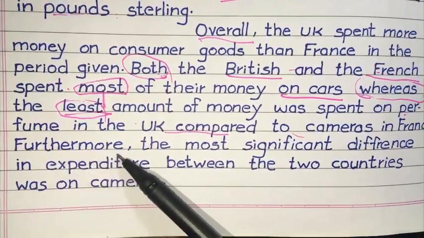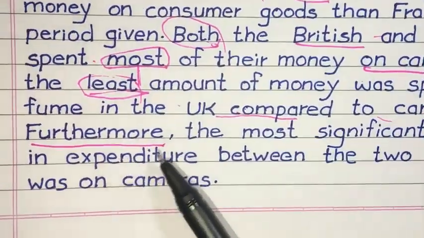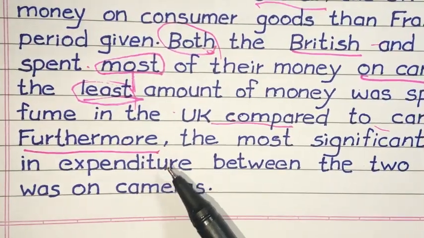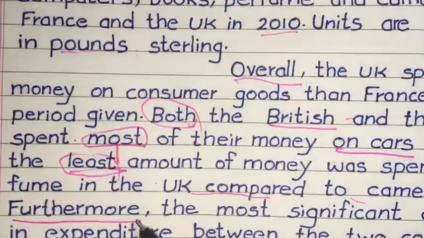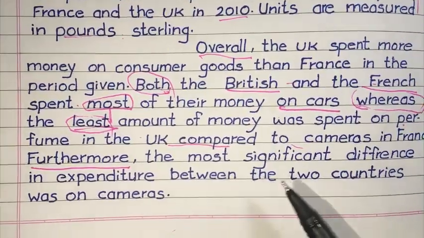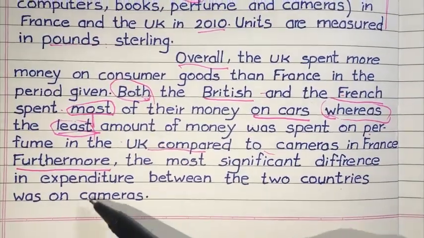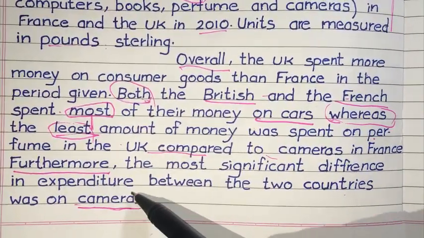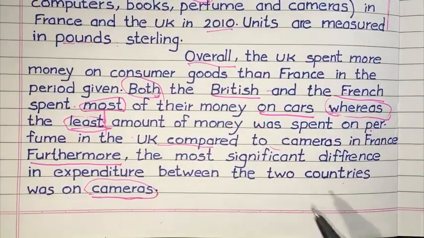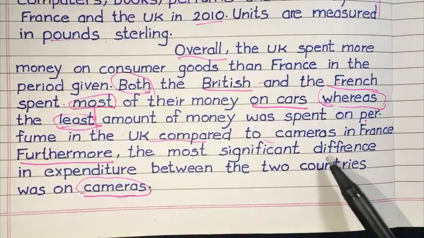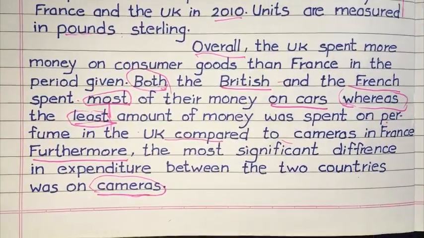And see, furthermore, so I have used one more connective. Over here it is furthermore. You can use moreover, besides, any other connectives or connectors you can use over here, but I have used furthermore. The most significant difference in expenditure between the two countries was on cameras. So this is the striking trend. This is the very clear-cut trend you can see from the bar chart. It states the most significant difference in expenditure between these two countries was on cameras.